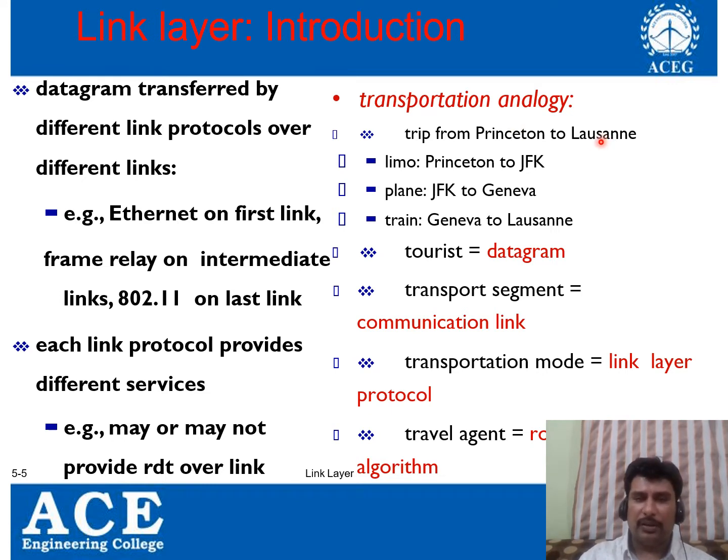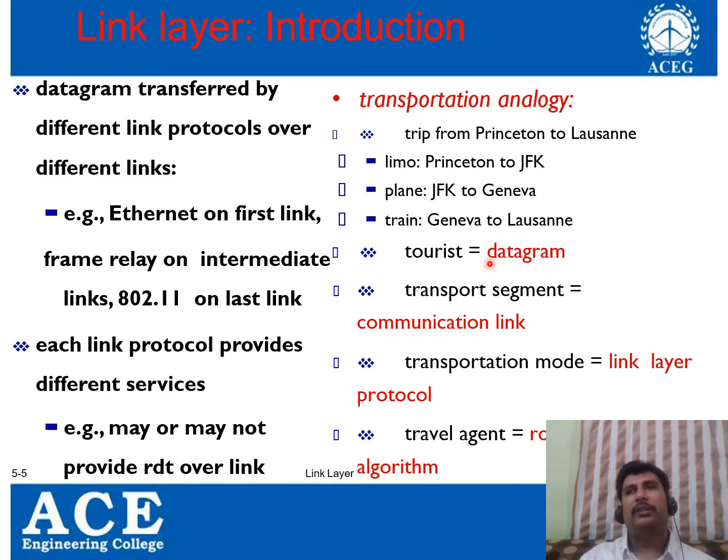What happens then? First, we take our own vehicle or a facility like a limo, road transport, from Princeton to JFK, which is an intermediate place. Then we take a flight from JFK to Geneva, and from Geneva to Lausanne we take a train. So here you can see that for different legs we use different modes of transport. We don't have a direct link between source and destination, so we use different types of links. That is what we are trying to understand.